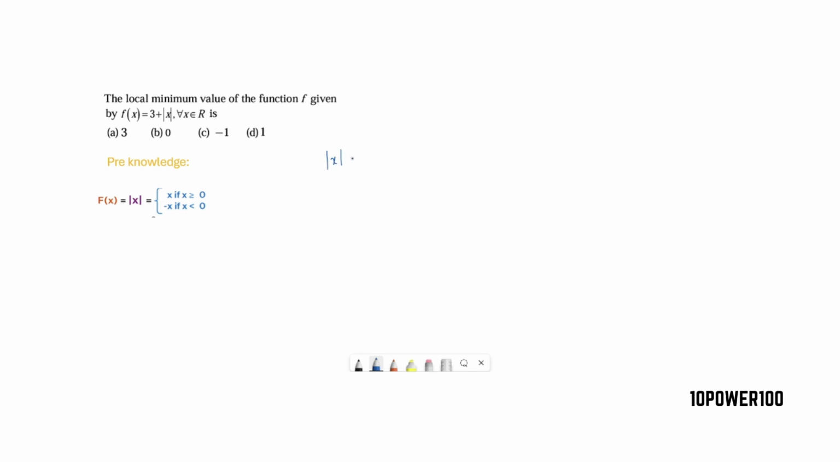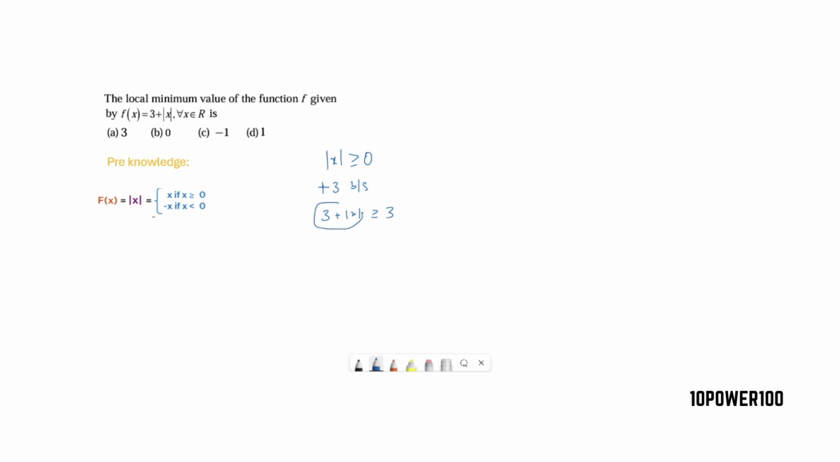Since you all know that the mod x value will always be greater than or equal to 0, this is the first condition that we needed. The minimum value for the mod x function is 0. Anything you put in after that becomes a positive value. So we take mod x greater than or equal to 0. If you see f of x along with the mod x, we have 3. So let us add 3 to both sides. So 3 plus mod x is greater than or equal to 3.